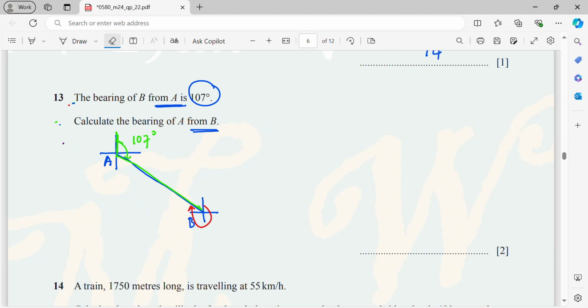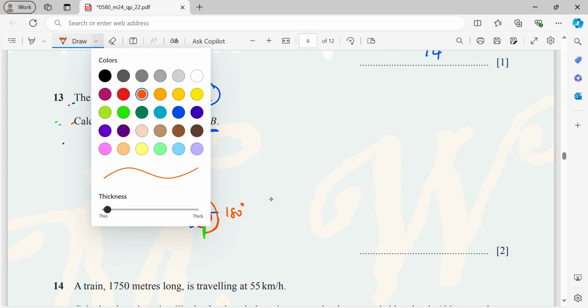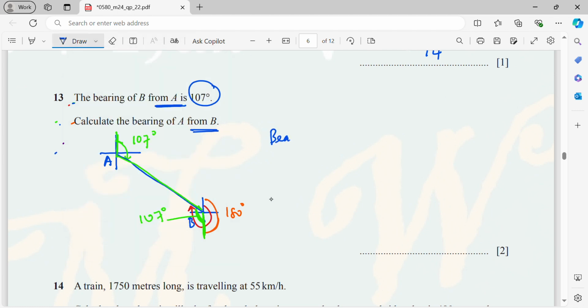So let me erase this first. 107 degrees is the same as here. That means this is 107 degrees, 107 degrees. Okay, and then I just need to add this 180. That will be my bearing of A from B. Okay, so my bearing is 180 plus 107 degrees. That is going to be 287 degrees. So this is the bearing of A from B.